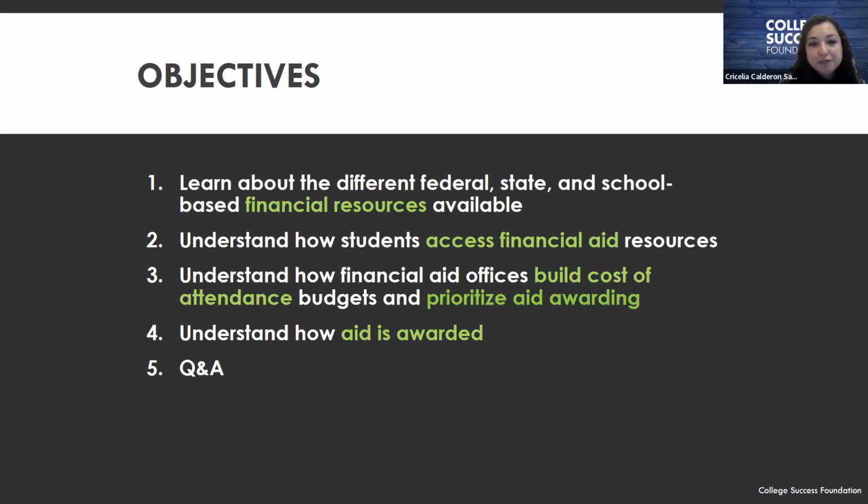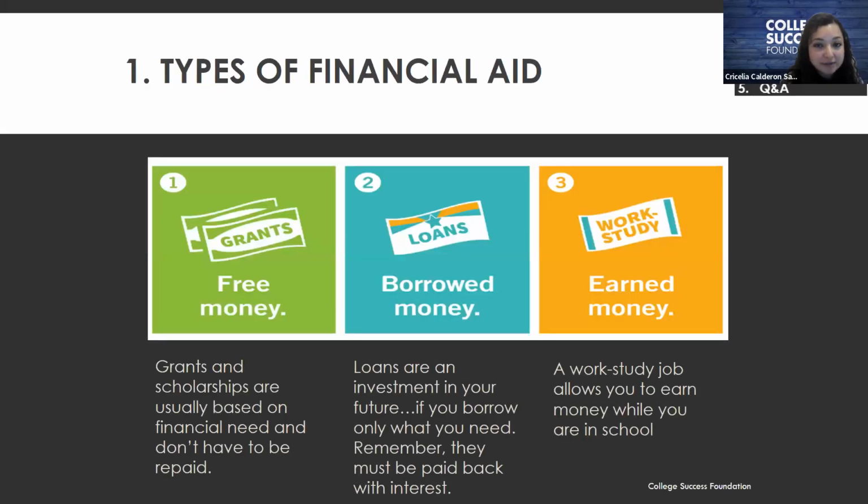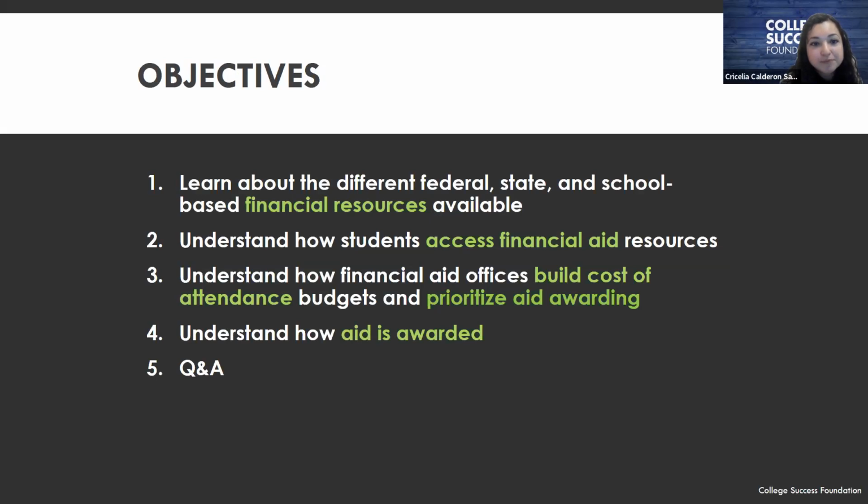Let me review the objectives for this presentation. At the end of the session, you will learn about the different federal, state, and school-based financial resources available, understand how students access financial aid resources, and how financial aid offices build cost of attendance budgets and prioritize aid awarding. You will also understand how aid is awarded. And lastly, we will have time for questions and answers.